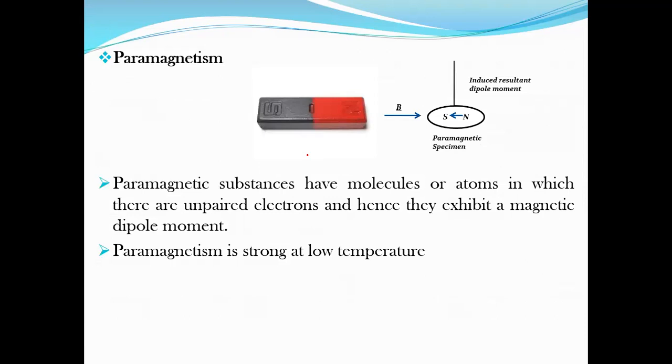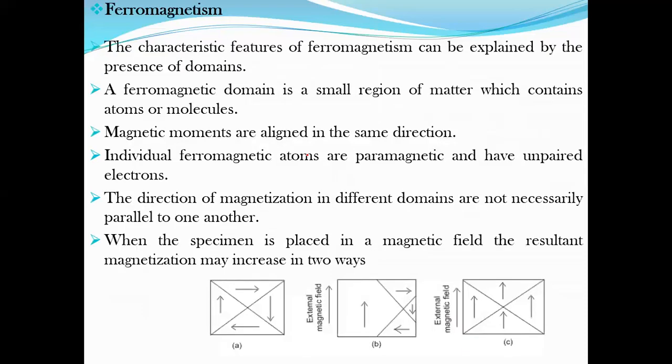Paramagnetism: some molecules or atoms have unpaired electrons. We have seen that in aluminium. There's an unpaired electron. Hence, they exhibit a magnetic dipole moment, right? So therefore, paramagnetism is strong at low temperature. Ferromagnetism is the next characteristic.